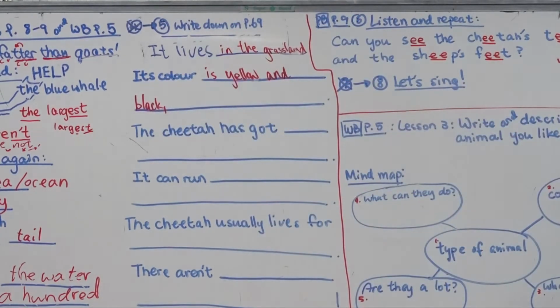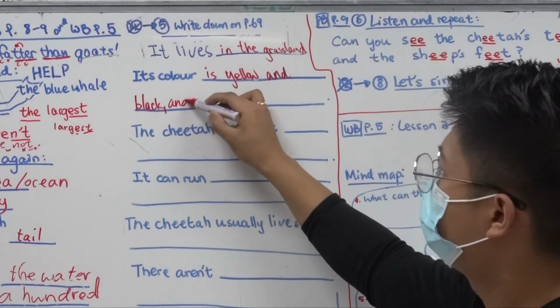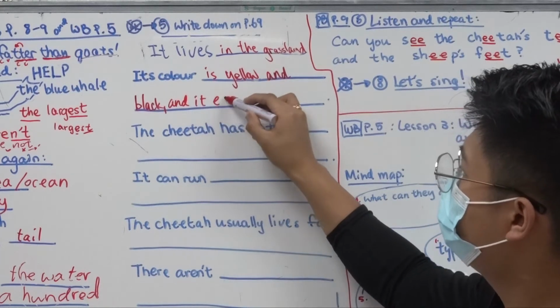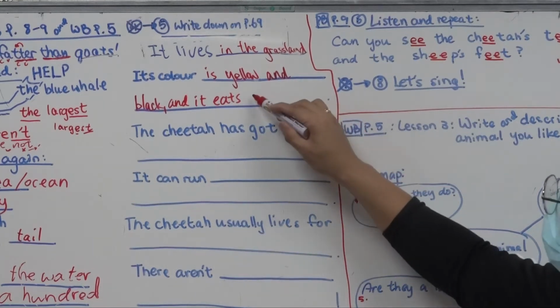Comma. Now we have to talk about what it eats. What does it eat? And, so write down and. It eats. What does it eat? The cheetah. Do they eat McDonald's? Right? Do they go to McDonald's to eat in the grassland? No, right? There's no McDonald's there. So what can they eat? Right, small animals.